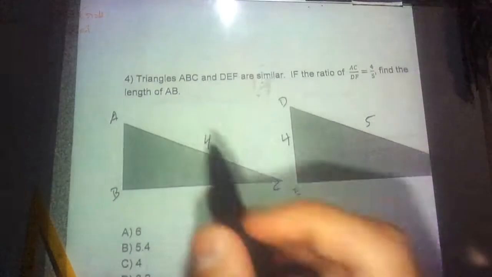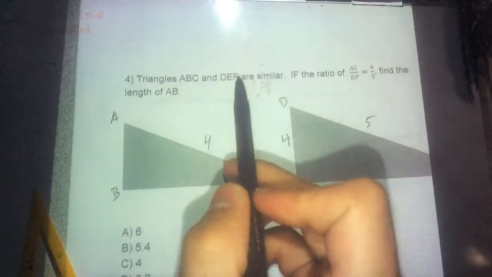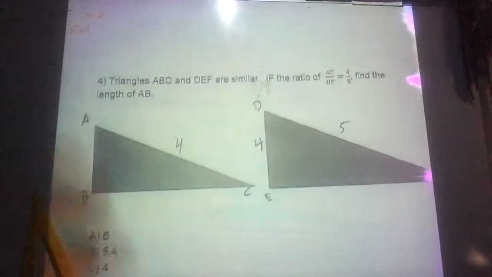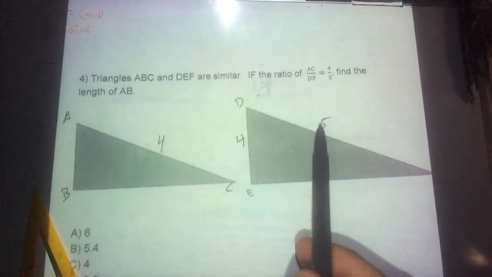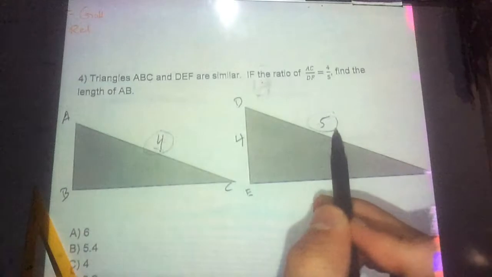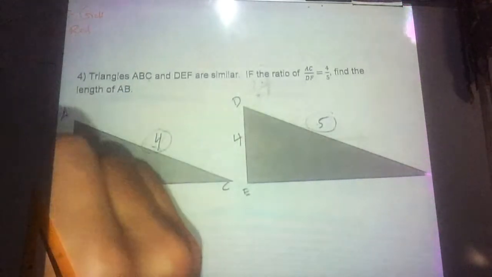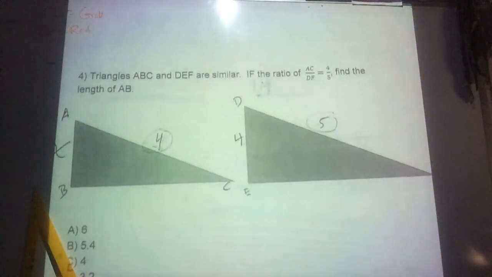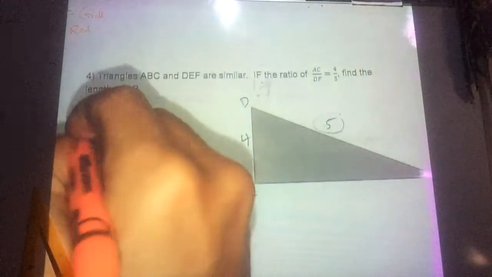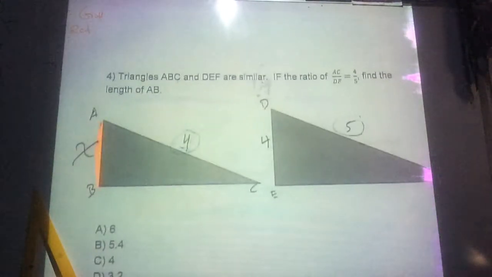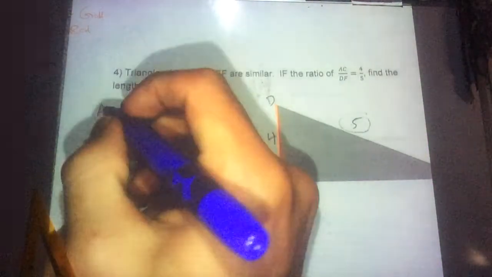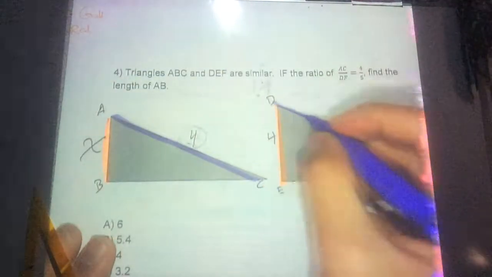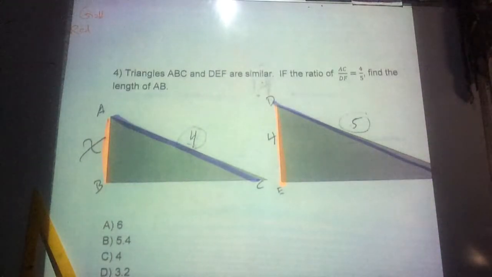Last problem. Triangles ABC and DEF are similar. If the ratio of AC to DF is 4 to 5, oh, well, I already did it. I meant to leave these blank, darn. Find the length of AB, x. So let's draw. This side's going to be orange. Then what's the corresponding side? Well, it will be this one. And the purple are those ones. These are useless. We're not going to use these.